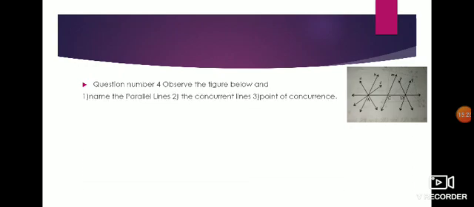Okay, so what is the question? We will see now. Observe the figure below and name the parallel lines. Parallel lines mean what, students? Lines which lie in the same plane but do not intersect are said to be parallel to each other. And the second one is concurrent lines. Concurrent lines means what? When two or more lines pass through the same point, they are called concurrent lines. And point of concurrence means what? The common point through which they pass is called the point of concurrence.